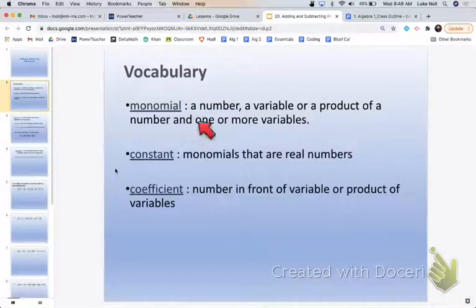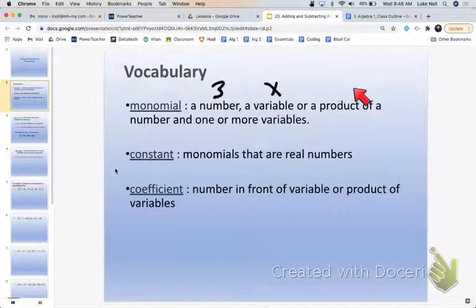A monomial is either a number, a variable, or a product of a number and one or more variables. So let's talk about this. We said prefix mono means one. So a monomial could be just a number, for example, like the number 3. That's a monomial, just a number, right? It could be just a variable, like x or y or whatever.